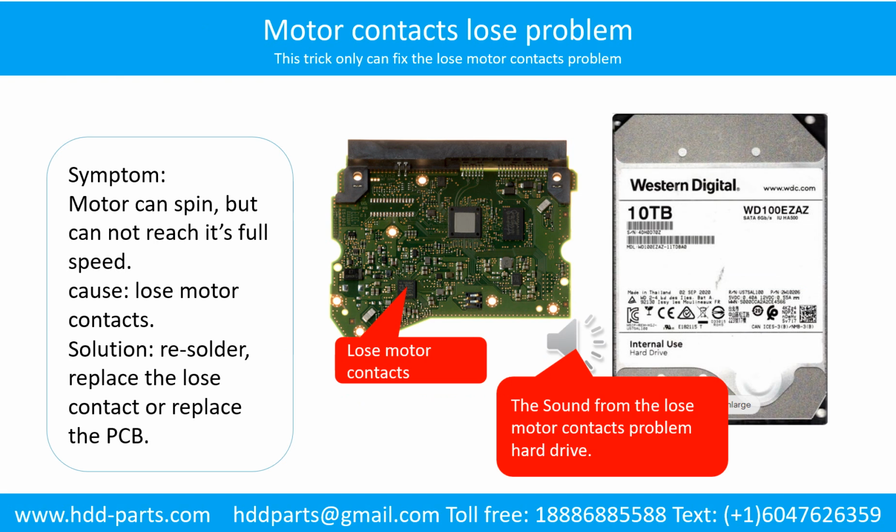Motor contacts loose problem. Symptom: the motor can spin but cannot reach its full speed. Cause: loose motor contacts. Solution: resolder, replace the loose contacts or replace the PCB. Here is the sound from the loose motor contacts problem hard drive.